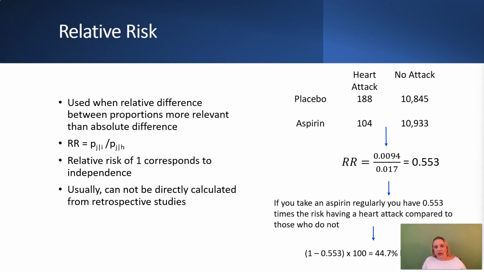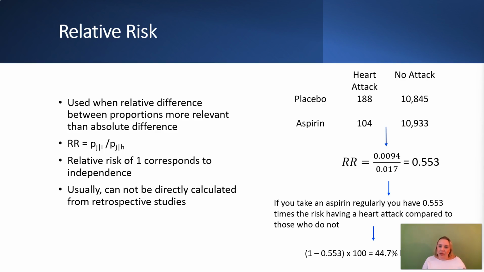Relative risk is used when our relative difference between proportions is more relevant than absolute differences. Our relative risk is going to be your pi of j given i divided by your pi j given h. The relative risk of 1 is going to correspond to independence of the two variables. Usually you can't directly calculate this from retrospective studies. So here we see our heart attack and placebo data, and we look at pi of j given i, which is 0.0094 divided by pi j given h, which is 0.017. That gives us a relative risk value of 0.553.